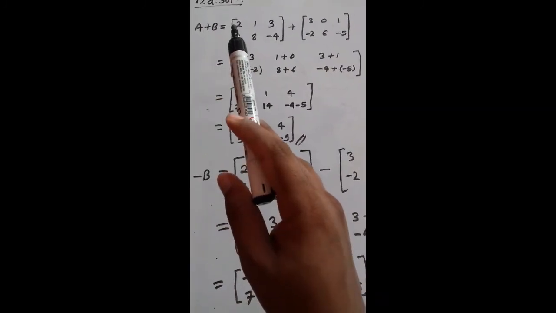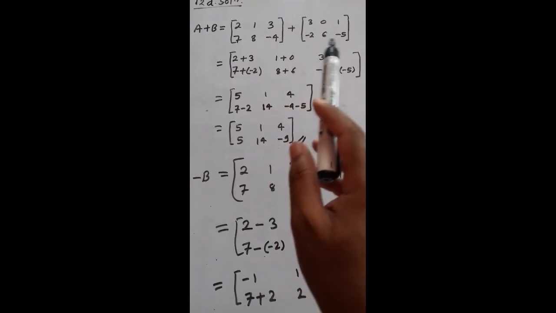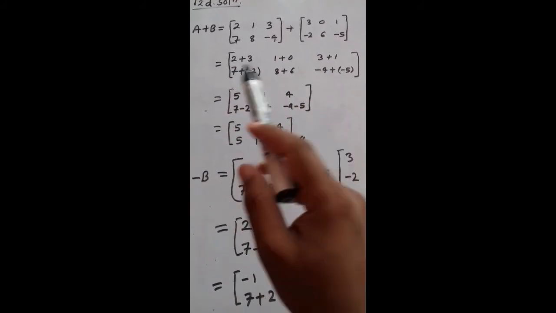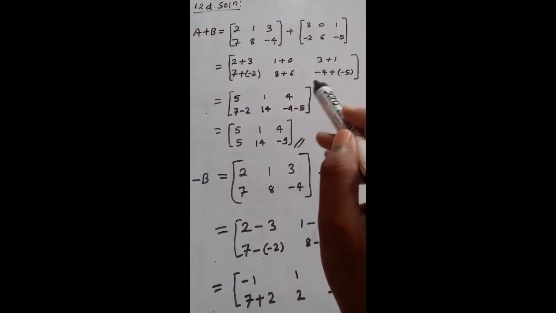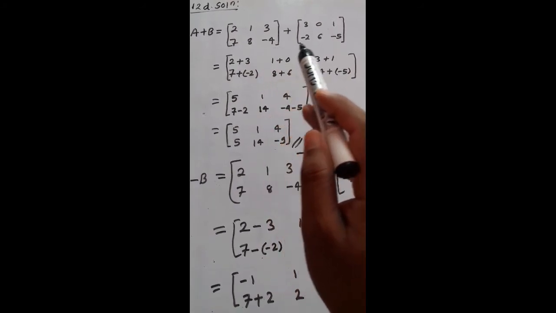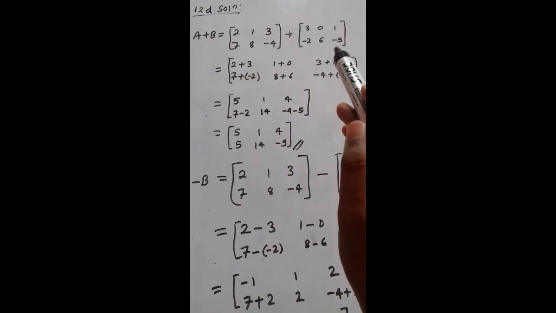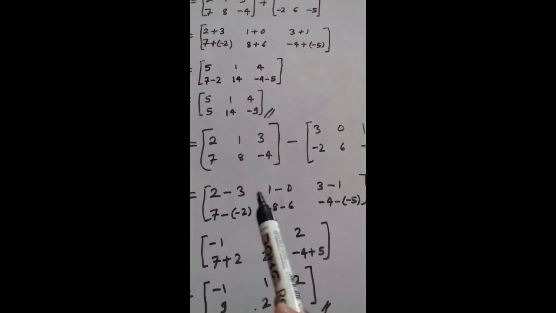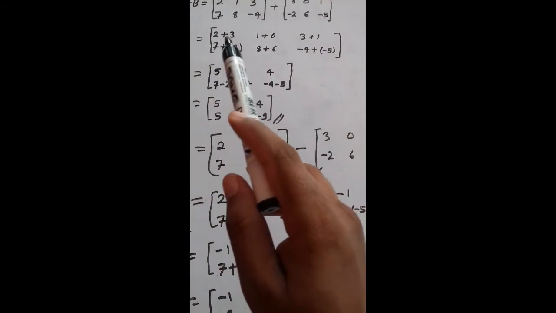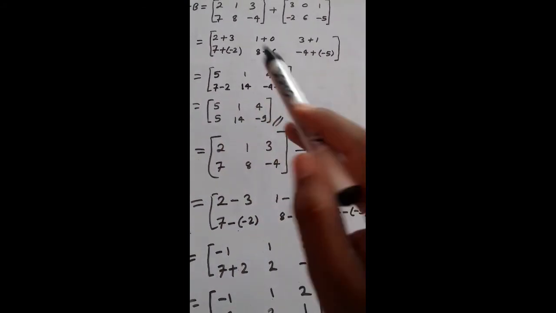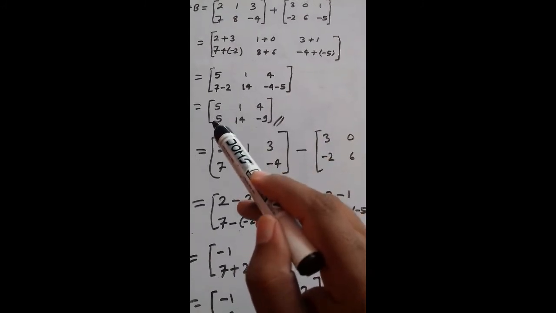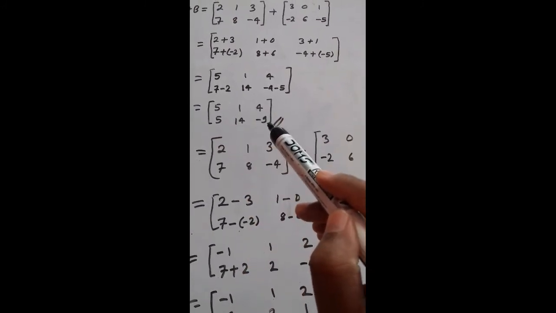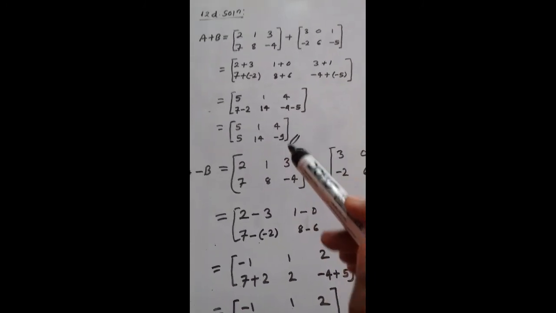In question number 12D, these two matrices A and B are given. We have added corresponding elements here: 2 plus 3, 2 plus 3, 1 plus 0, 3 plus 1, 7 plus minus 2, 8 plus 6, minus 4 plus minus 5. And here we have subtracted corresponding elements. Then 2 plus 3 is 5, 1 plus 0 is 1, 3 plus 1 is 4, here plus into minus is minus, 8 plus 6 is 14, and plus into minus is minus, then 7 minus 2 is 5, minus 4 minus 5 is minus 9. This is the answer of A plus B.